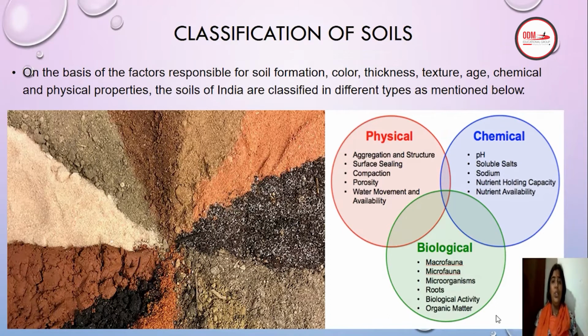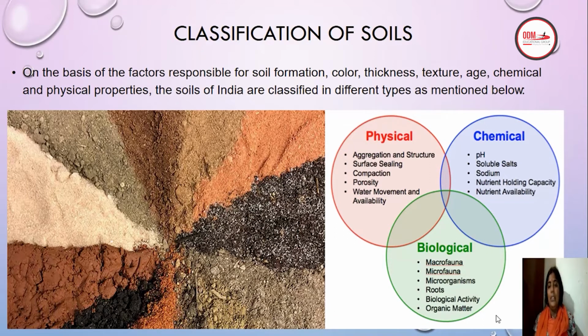See, the classification of soil is based on various factors like the formation of soil, the color, thickness, texture, age, chemical and physical properties. So here in the pictures you can see various types of soil is shown and how it varies with color, isn't it? And with their structure and thickness of the grains.